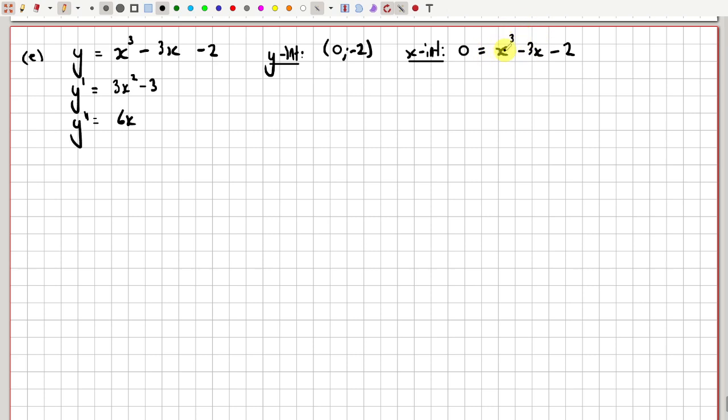So we'll start with 1. 1 to the power of 3 is 1. Minus 3 times 1 is minus 3. 1 minus 3 is negative 2, negative 2 is negative 4. It doesn't give me 0, so x equal to 1 is not a solution.